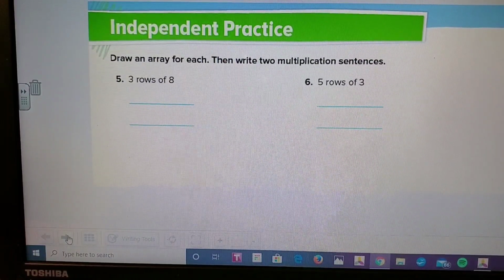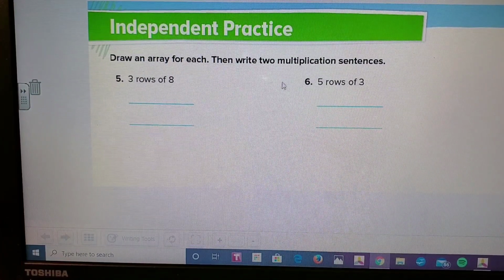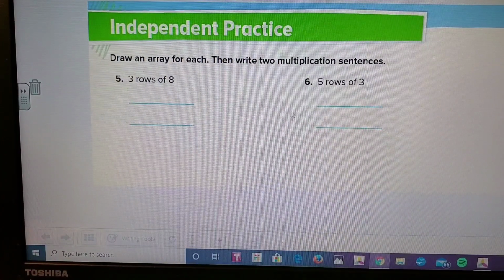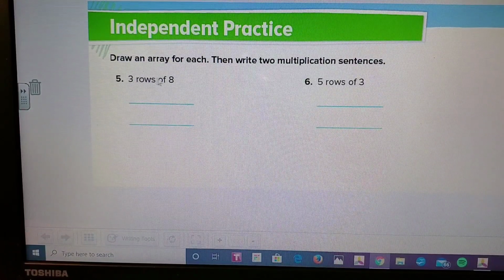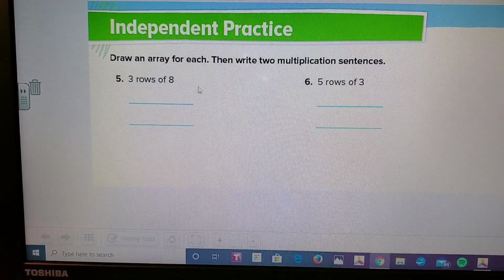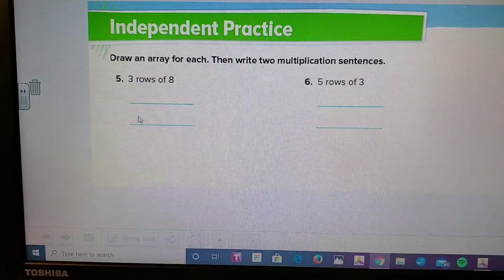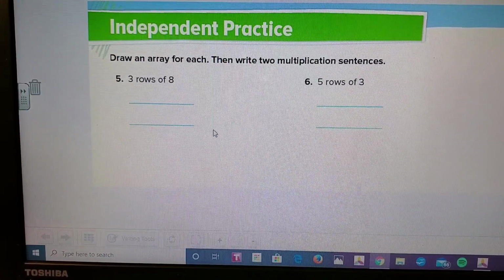Draw an array for each, then write 2 multiplication sentences. They're having you do the same thing. 3 rows of 8, so 1 row of 8, 2 rows of 8, 3 rows of 8. And your multiplication will be 3 times 8 equals. Then you'll switch the factors and write 8 times 3 equals, and look on your chart to find the answer.